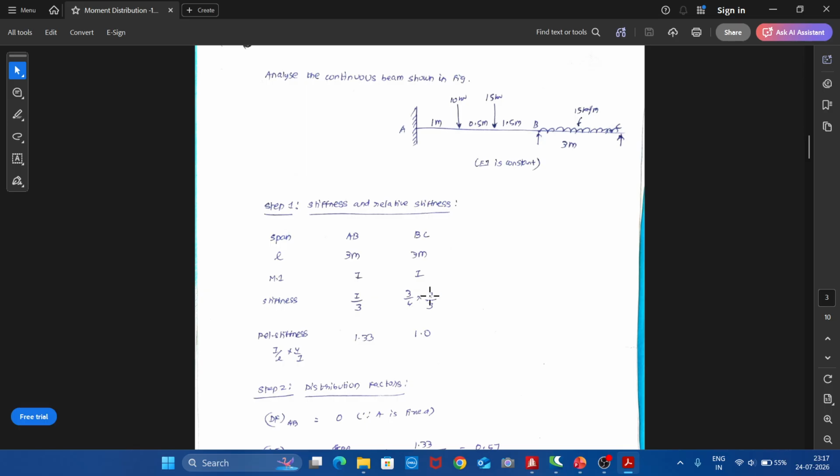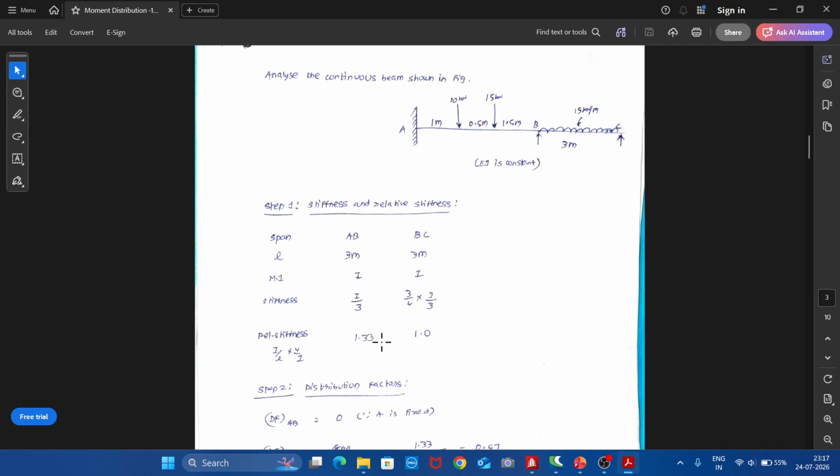Either I can go by I by 3 and I by 4, and commonly multiply by 3 by I or 4 by I. If I multiply by 4 by I, then I gets cancelled, 4 by 3 will be 1.33, and for the other, 3 gets cancelled, already I have 4, so we have 1. This is called relative stiffness.